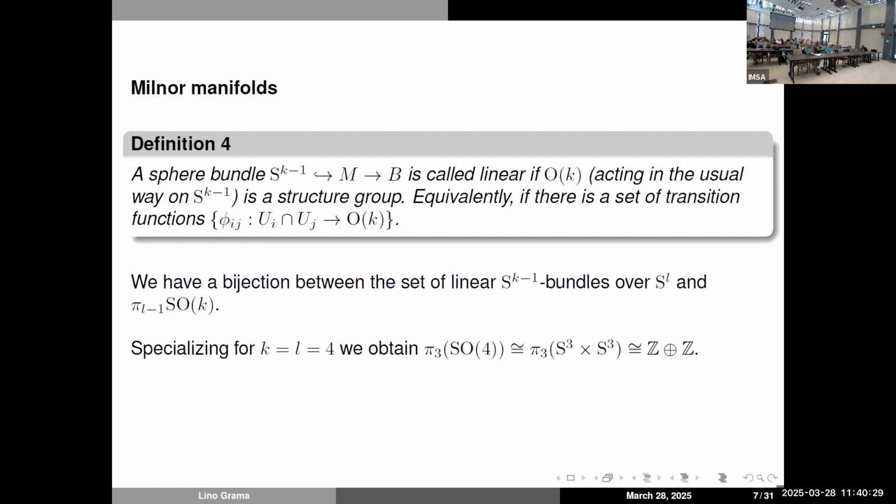If you take the special case when k is equal to l is equal to 4, the linear bundles of S3 over S4 are parameterized by the elements of pi_3 of SO(4), and this is isomorphic to Z plus Z. In this case, given a pair of integers, I can build a linear S3 bundle over S4. And these linear S3 bundles over S4 are usually called Milnor bundles.